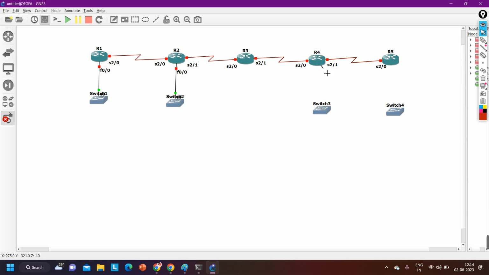And the same topology you will also create in your GNS3. Please guys, you are not performing the lab, so this is not fair.